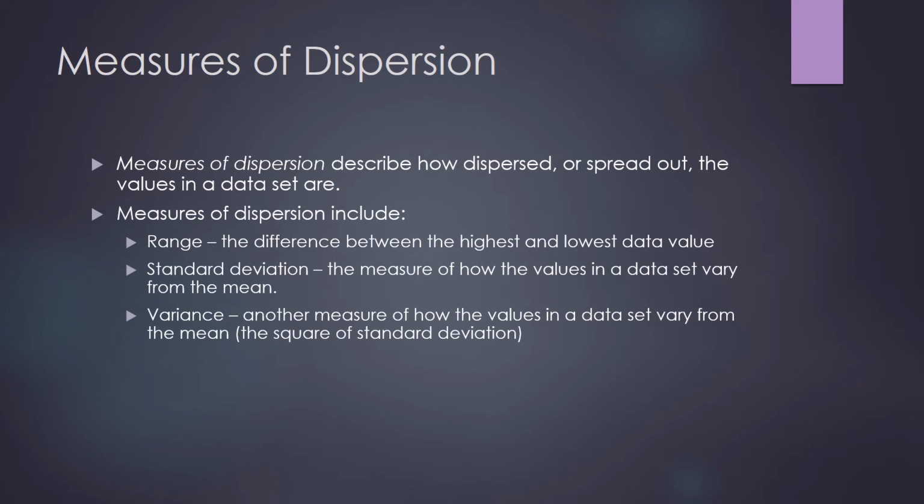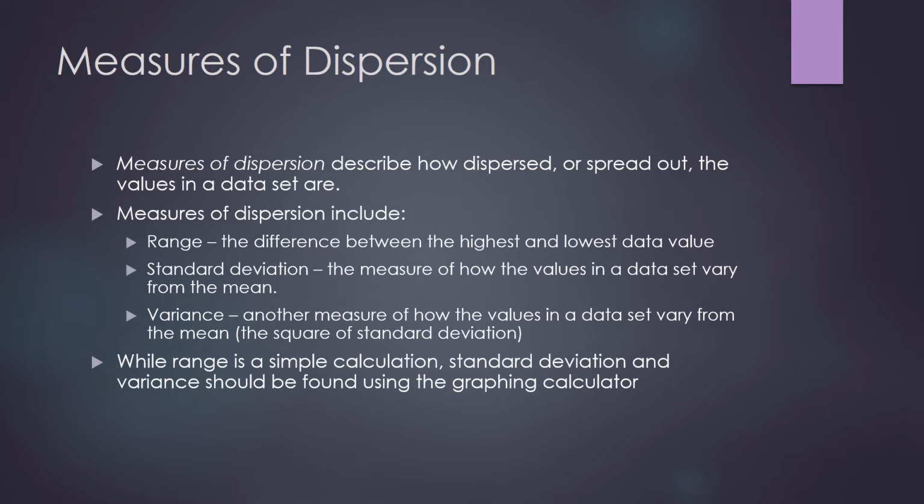The three main measures of dispersion include the range, which is the difference between the highest and the lowest, the standard deviation, which is a measure of how the values in a data set vary from the mean, or how far they are from the mean, and the variance, which is just another measure of how far they are from the mean. It's actually squaring the standard deviation to give you the variance.